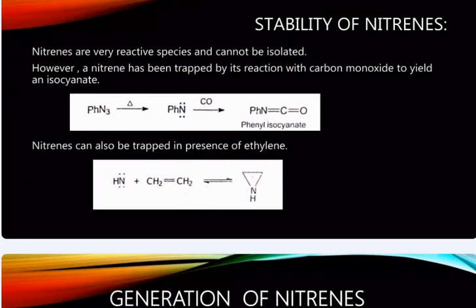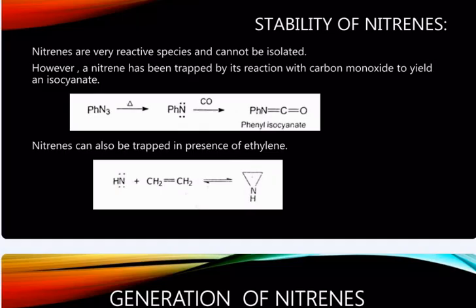Now stability of nitrene. Nitrenes are very reactive species and cannot be isolated. However, a nitrene has been trapped by its reaction with carbon monoxide to yield an isocyanate. You can see here the PhNH3, it gives this product and further it gives phenyl isocyanate. Nitrene can also be trapped in presence of ethylene.